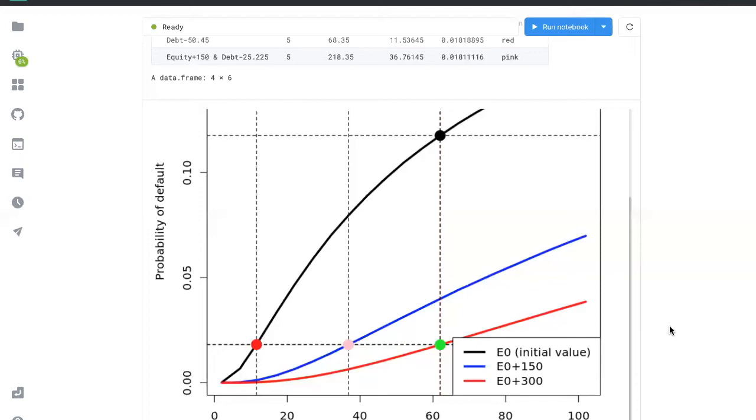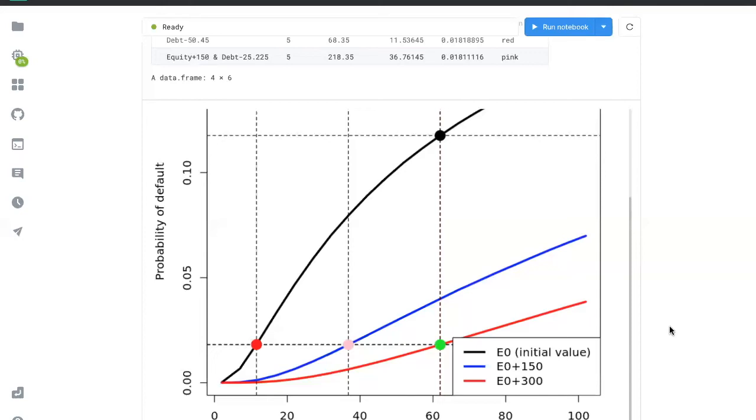Let's start with the first strategy, where all we need to do is change the equity in order to improve our rating from BA to BAA. For this, we will use our reference point that is in the graph as the black dot and has the values of 68.35 billion in equity, 61.9 in accumulated debt over 5 years, and gives us a probability of default of 11.7%.